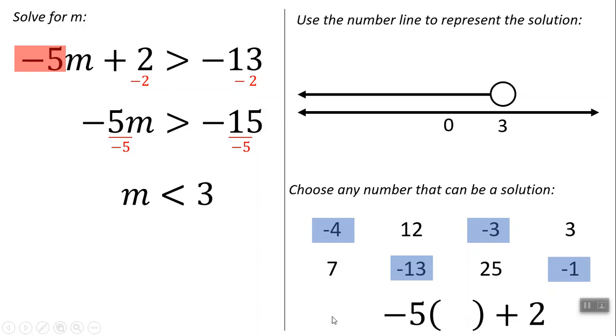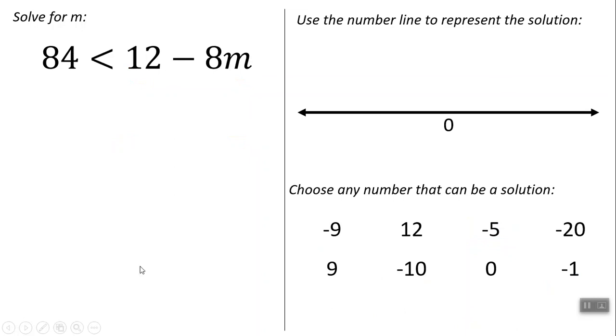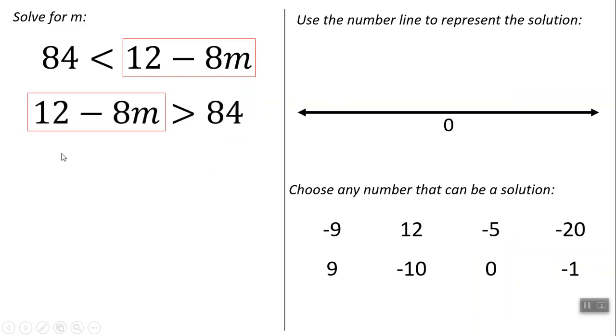We're moving on. So we have this one. 84 is less than 12 minus 8m. So this has like every trick that I'm going to throw at you here. First of all, we're going to rewrite this problem. We're going to rewrite it with this expression part over on the left side. So notice how I scooted this expression over on the left, the inequality sign reversed, and then the simplified side is over here on the right.